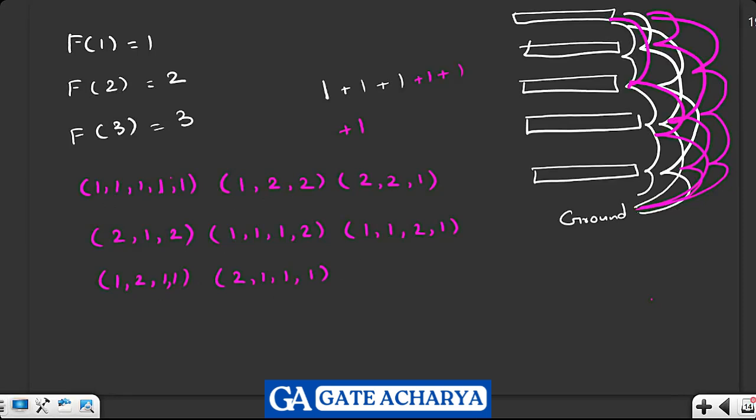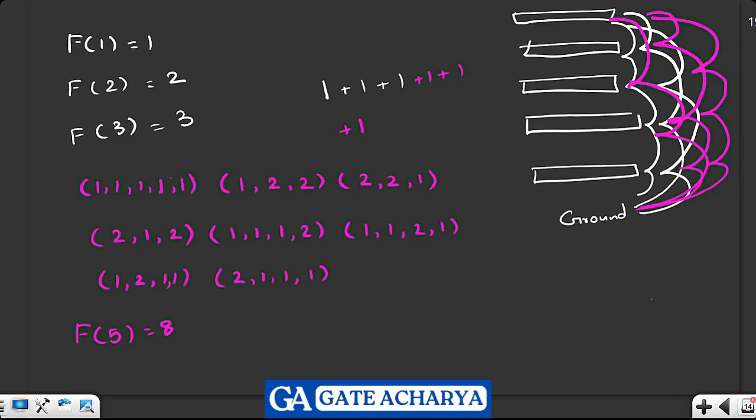So in total, how many cases are there? Count it: 1, 2, 3, 4, 5, 6, 7, 8. 8 cases. So the F5 value will be 8. How did I conclude this? I was drawing it, then the drawing started to become horrible, right? That's why I went to the number idea.